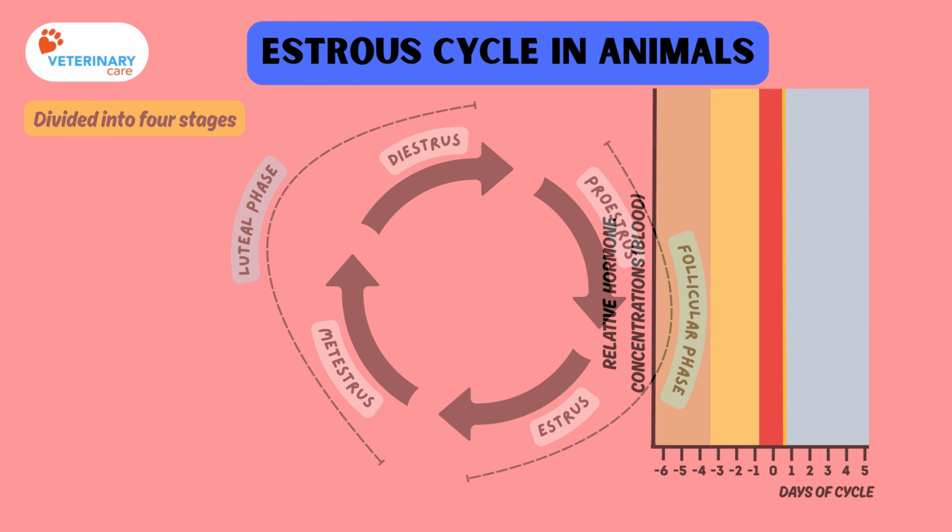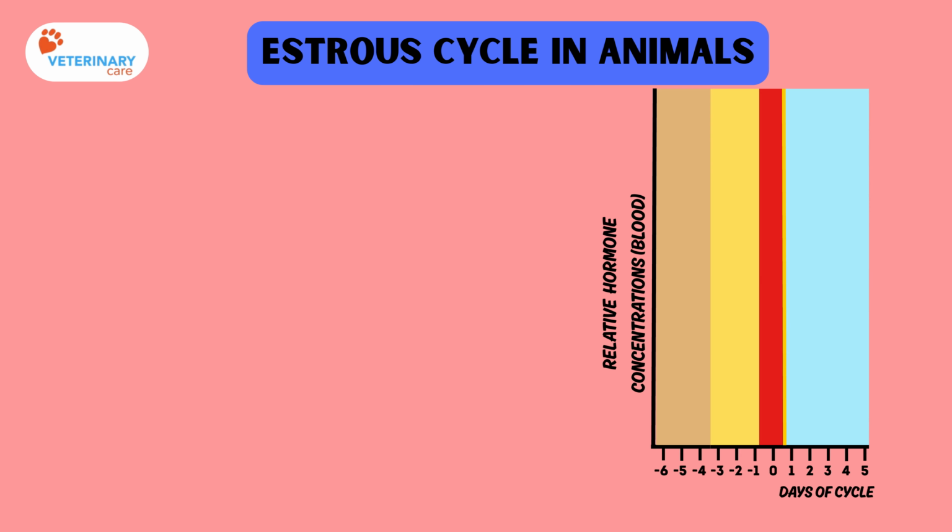First of all, look at the graph. This graph counts days with day 0 as the day of heat or estrus and ovulation. The days before heat are shown as negative numbers, like -3. Proestrus happens a few days before heat, so it starts before day 0 on the graph. So let us start with Proestrus.